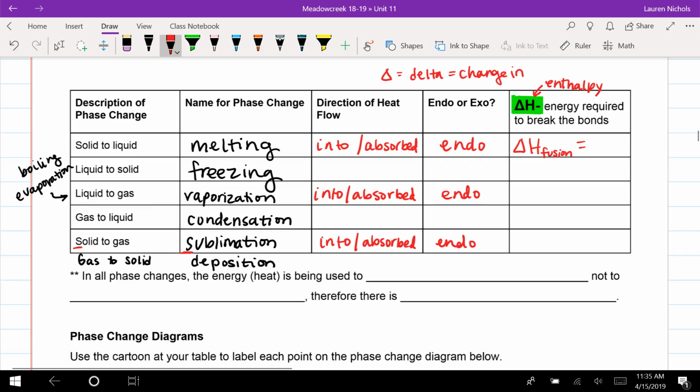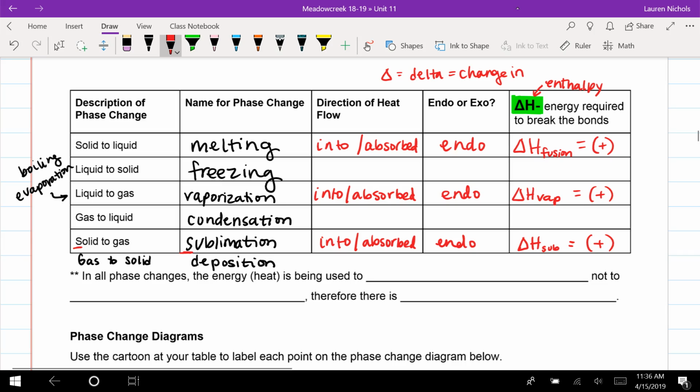This delta H is going to be a positive value because we're absorbing heat. For vaporization, we call it delta H of vap. That way we don't write vaporization, it would be a very long word. And that will also be positive. And again, our delta H of, actually, I don't know, maybe it's sub for sublimation, but it will also be positive.